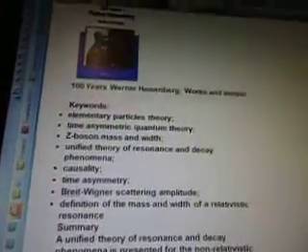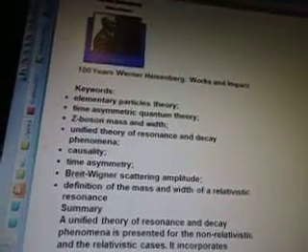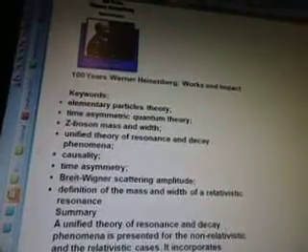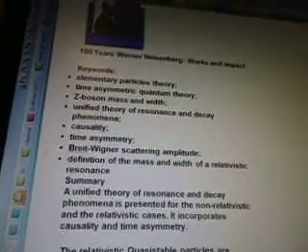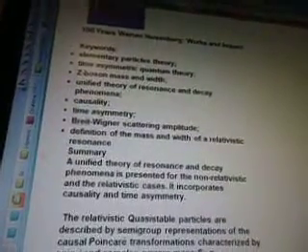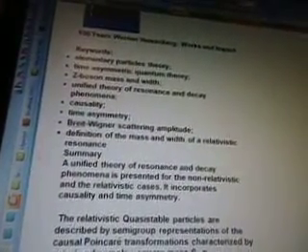This came up. Keywords are elementary particle theory, time asymmetric quantum theory, Z-boson mass and width, unified theory of resonance and decay phenomena, causality, time asymmetry, Breit-Wigner scattering amplitude, definition of the mass and width of a relativistic resonance. Summary: a unified theory of resonance and decay phenomena is presented for the non-relativistic and the relativistic cases. It incorporates causality and time asymmetry.